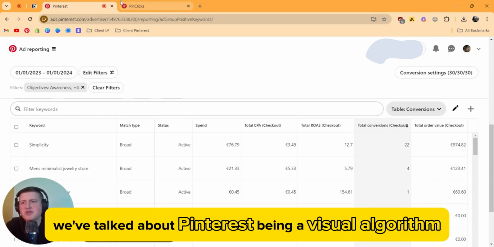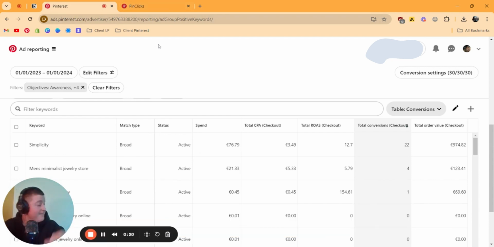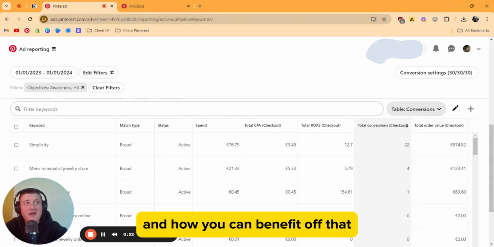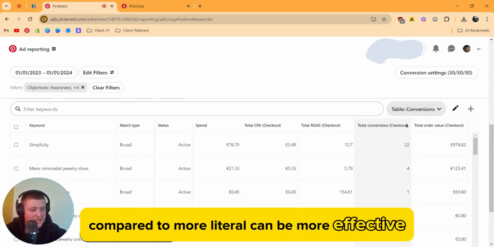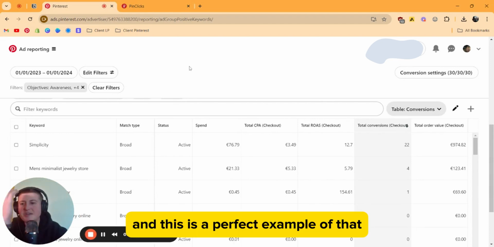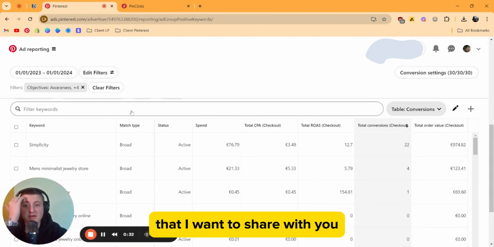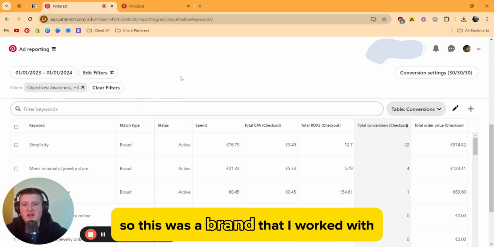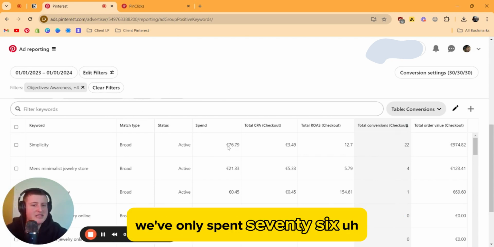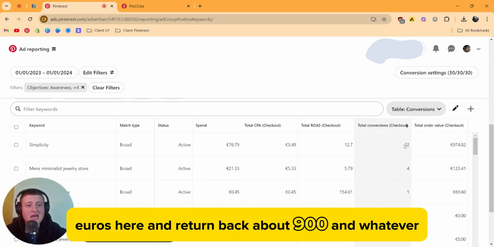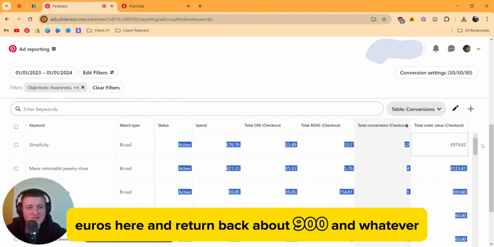So we've talked about Pinterest being a visual algorithm, a visual search engine, and how you can benefit from that. So even with your keywords, using things that are more descriptive compared to more literal can be more effective. And this is a perfect example of that I want to share with you. This was a brand that I worked with that sold men's jewelry. And as we can see here, we've only spent 76 euros and returned about 900 and whatever.